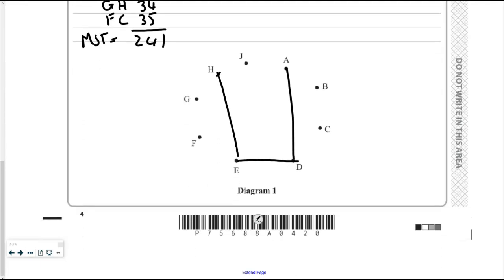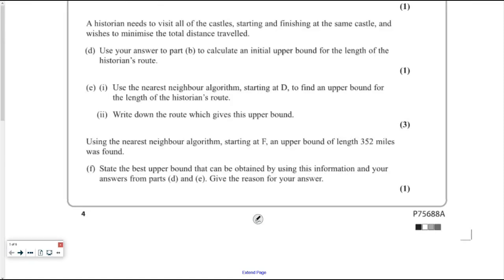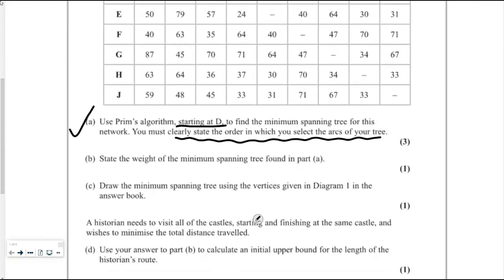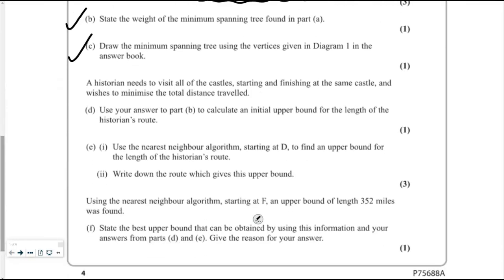And in terms of drawing, it'll look like that. So that was the first part of it done. So use Prim's, start at D. State the weight, yeah, do that, 243. Draw the minimum spanning tree, yeah, do that. So let's have a look.